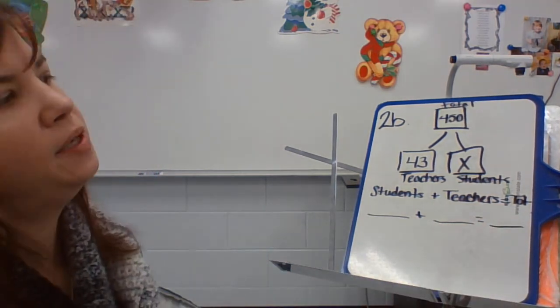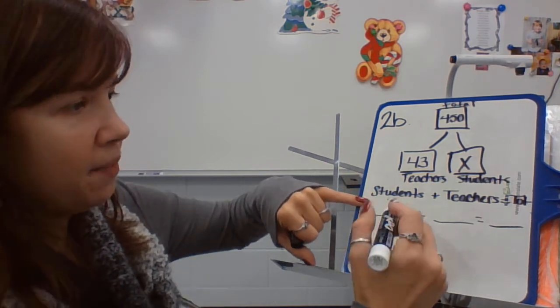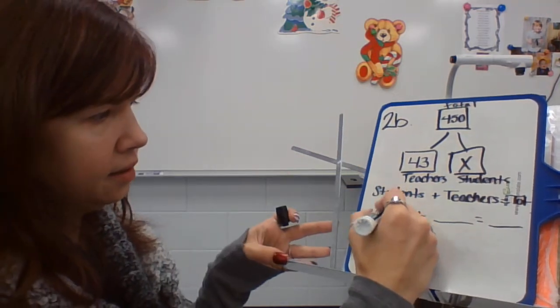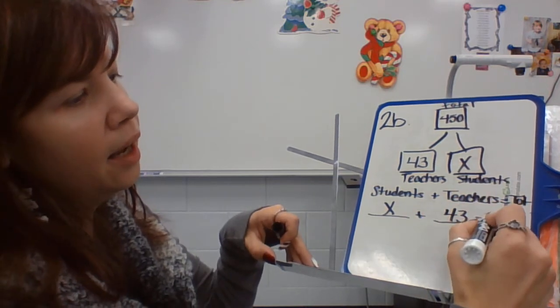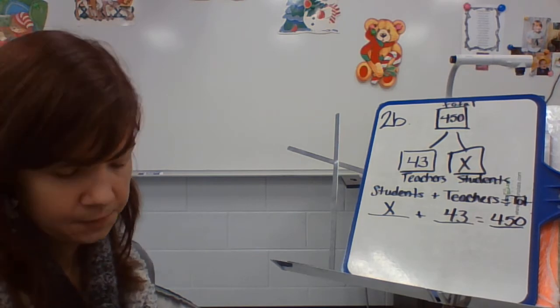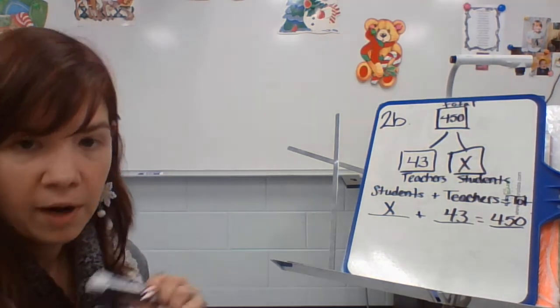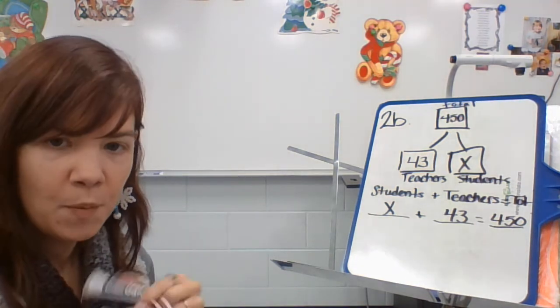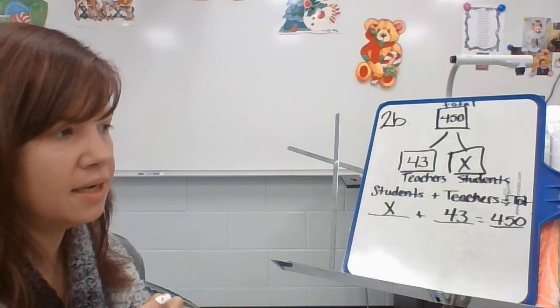And all you have to do is fill in what we've already filled in up here if you haven't. We don't know how many students, so that's an X. We do know that there's 43 teachers and that altogether there's 450 seats. Okay, pause the video real quick, write your subtraction, and come up with the answer, and then come back and we'll continue together. So take a second and pause it.